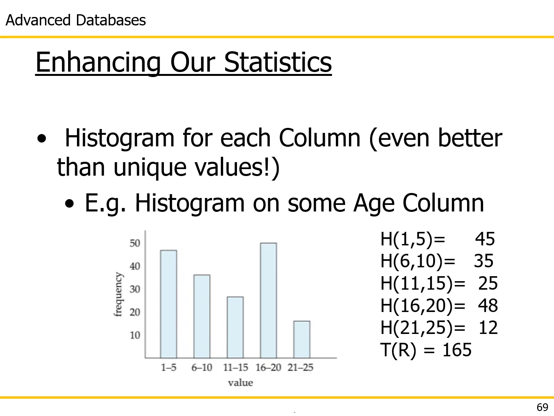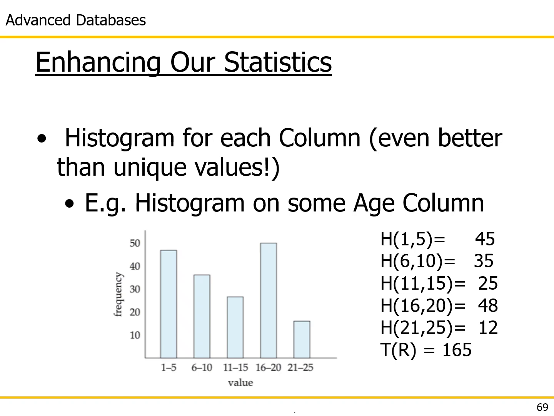So here are the values. Between 1 and 5 years old, we have 45 users. Between 6 and 10, we have 35. You can see that, it's almost 35. Between 11 and 15, it's 25. Between 16 and 20, it's 48. And between 21 and 25, it's 12.